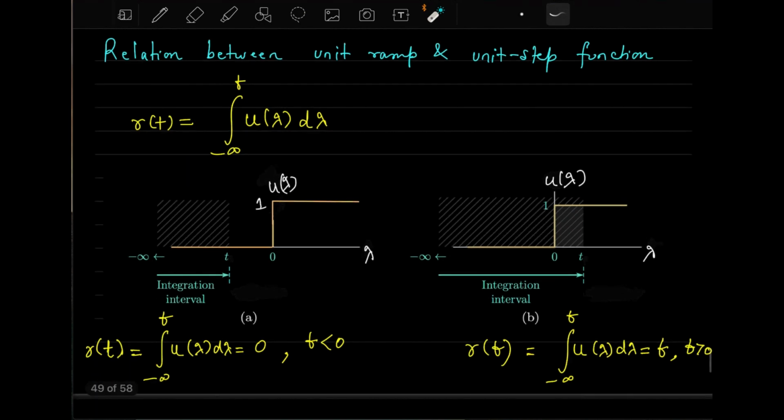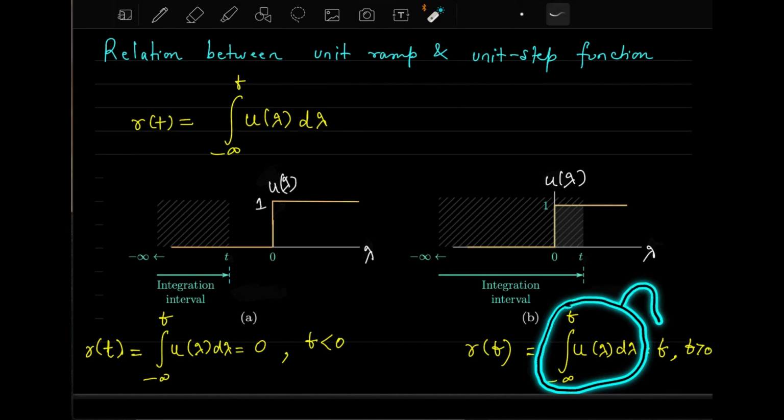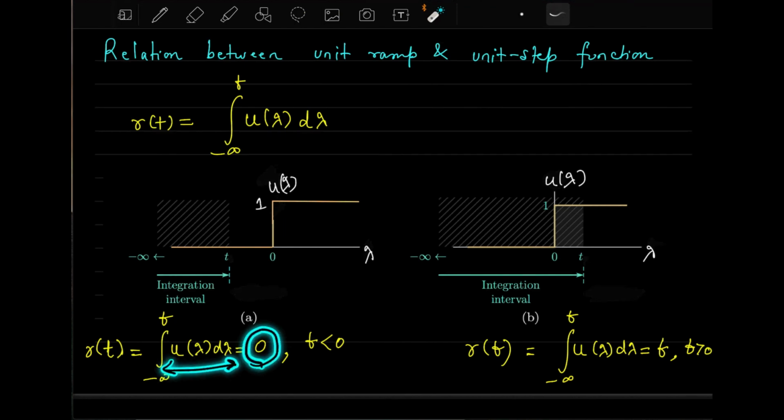So if you observe carefully, again, this integral is giving a value of t when t is greater than 0, that is, your integration limit is greater than 0. This integral becomes equal to t, and for t less than 0, which does not include this unit step, its value comes out to be 0. So this integral evaluation relates to the ramp function definition. That's why I have written it as R(t), equal to 0 for t less than 0 and equal to t for t greater than 0. So when you evaluate this integral, it resembles the ramp function. That's why we wrote it like this.